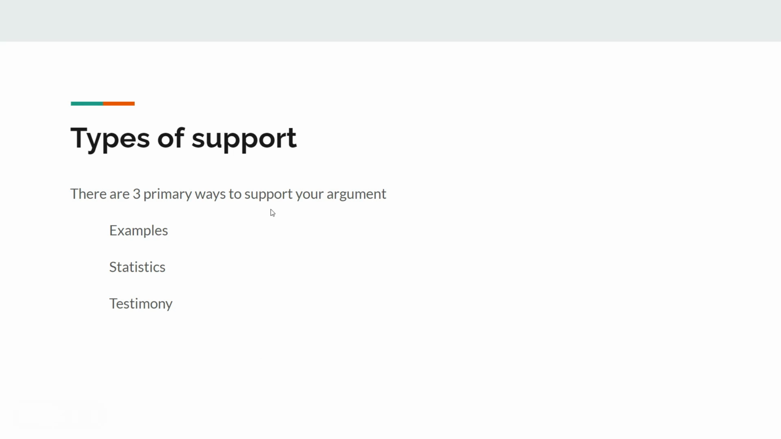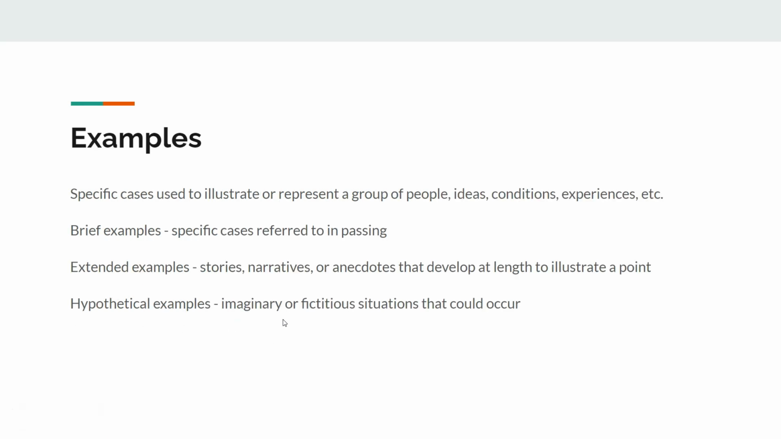And in fact, these are the three primary ways to support your argument. You're going to use examples, statistics, and testimony. Literally, once I have finished writing a skeletal outline with broad topics dropped into it, just like in the video, I will go through and identify which ones need examples, which ones need some statistics, and which ones will benefit from testimony. With examples, you're just using some specific case to represent a general thing, like a group of people or ideas or conditions, experiences.